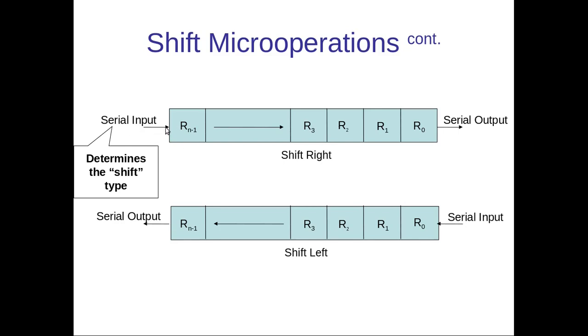Then the serial input will be given here and the data will go out from the register through the serial output. Then shift left: the serial input will be given through the least significant bit part and the data will go out from the register through the serial output.